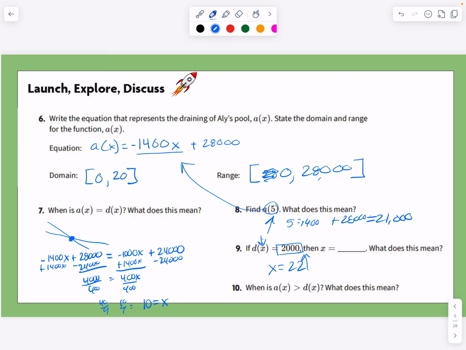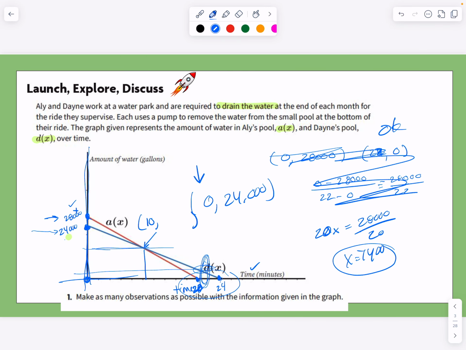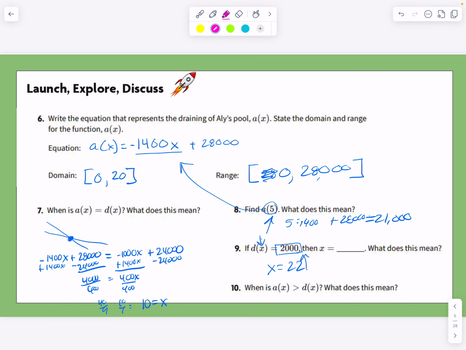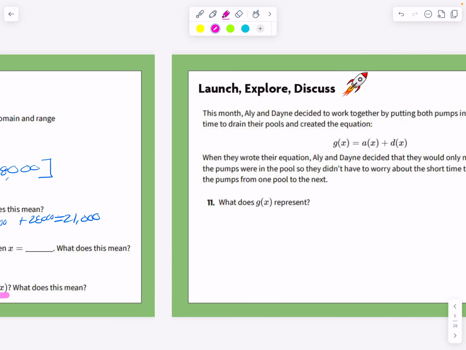And finally, when is a of x greater than d of x, and what does this mean? Well, a of x is greater than d of x right here. That's where it's greater. So what does it mean there? That means that for about the first 10 minutes, from minute 0 to minute 10, there's more water in pool A than there is in pool D. That's all that means. Okay, so that's what it means for that one.